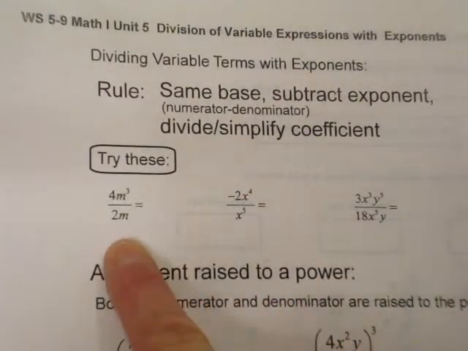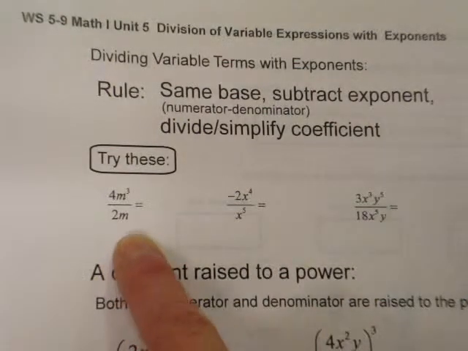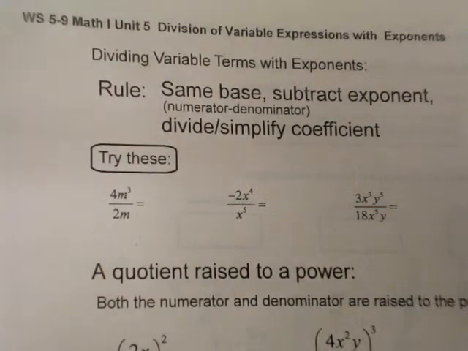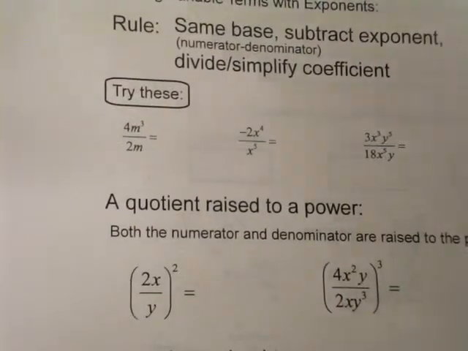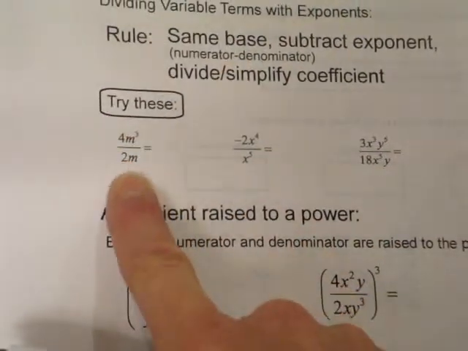Okay? Remember, when it's written like a fraction, it means division. All fractions are division problems. So I'm going to look at this one. Let's try 4m cubed divided by 2m, okay?